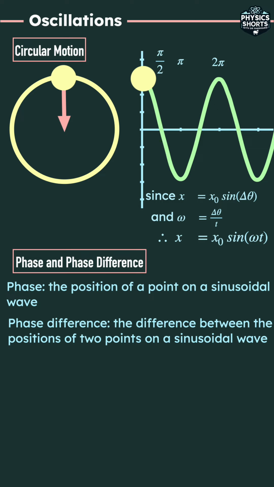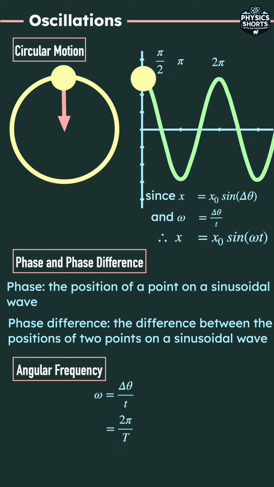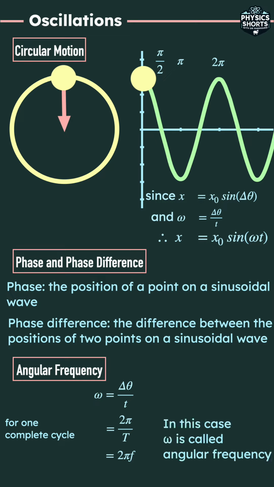One final point is that in a specific case where circular motion repeats, that means it's periodic. And if it's periodic, we can talk about frequency. So in this specific case of angular speed, omega equals delta theta over t, which equals 2 pi over capital T for one complete cycle, which is equal to 2 pi f. In this case, omega is called angular frequency, but it's angular speed really.